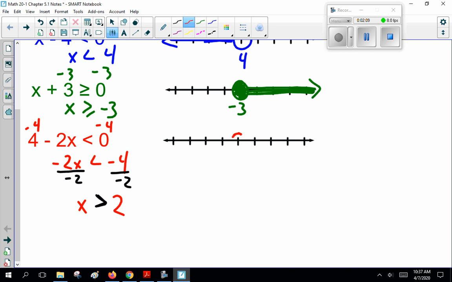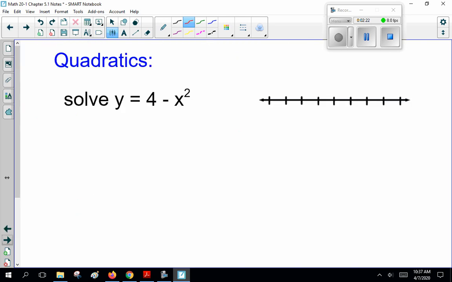Remember that. So let's put 2 in the middle. And everything to the right. So far, so good? Good. Now, a quadratic inequality is nasty. Let's build up to that.